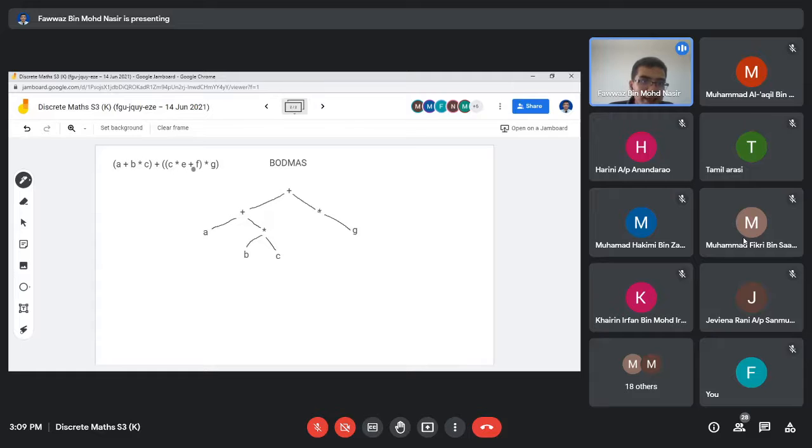Kemudian kita selesaikan yang dalam bracket ni pula. So dalam bracket ni, kalau kita guna BODMAS in the reverse order, kita akan selesaikan plus ni dulu kan. So kita just tulis plus as dia punya left child dia. So connect these together. Then kita akan selesaikan times as tadi. So times dekat sini.